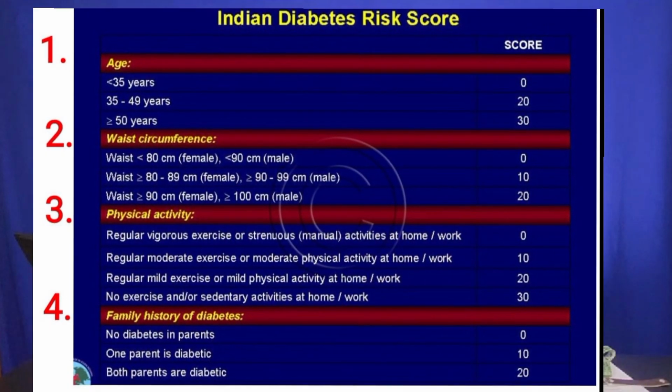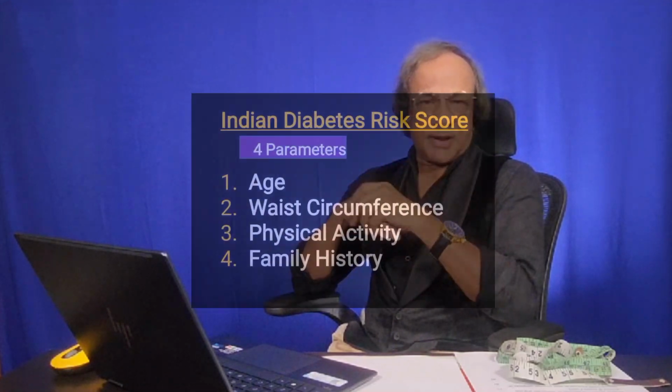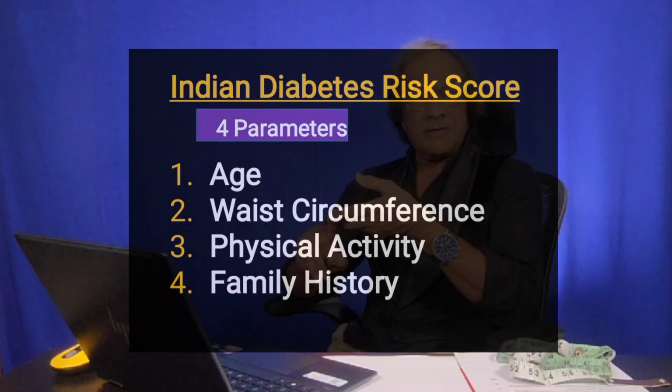And to know your risk, we have got what is called as Indian Diabetes Risk Score. Every country has that, for example, United States of America, Australia, Canada, Saudi Arabia. Each country has its own risk score system for diabetes. Some countries use, for example, was a woman having diabetes during pregnancy? Some countries use hypertension. For India, we have only four parameters to know your risk of diabetes. These four parameters are age, waist circumference, physical activity, and family history.